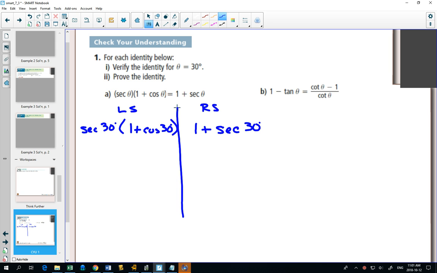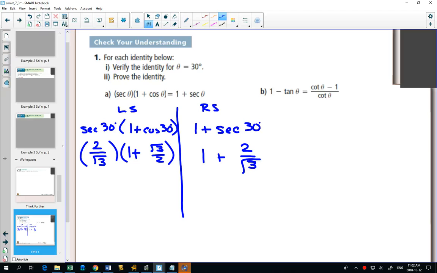How do I do this? Well, cos of 30 degrees is, from the unit circle, root 3 over 2. So if cos of 30 degrees is root 3 over 2, then secant of 30 degrees will be 2 over root 3. So we can use our unit circle to put the values in.